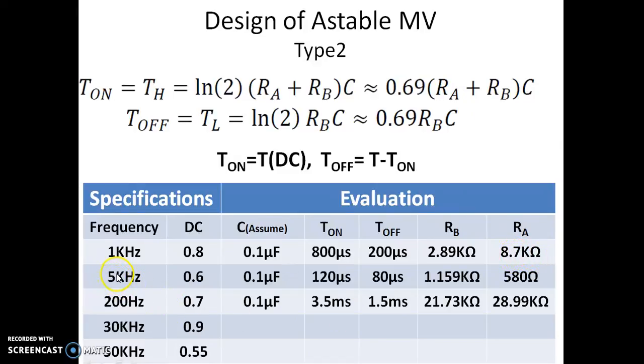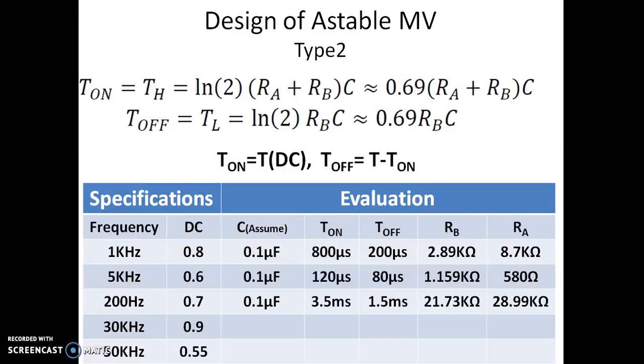Similarly, you can note this frequency for this duty cycle, assuming a capacitance of 0.1 microfarad. Of course, the on time using this expression is 120 microsecond. The off time is 80 microsecond. The corresponding values of RA and RB are listed here. Similarly, we have done it for other frequencies and duty cycles. You are asked to perform the same evaluation by assuming the value of C, and find out on time, off time and the component values of the resistors. This way you can comfortably design an Astable multivibrator for a given frequency and duty cycle.